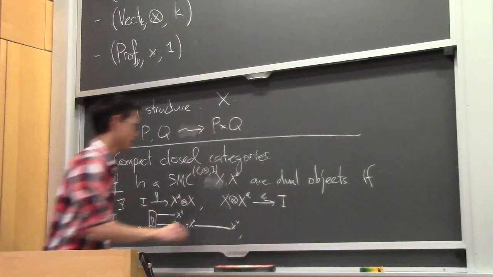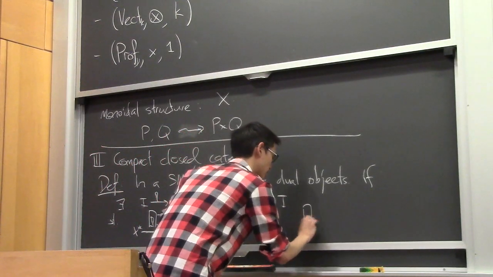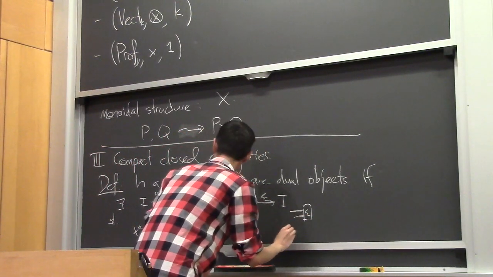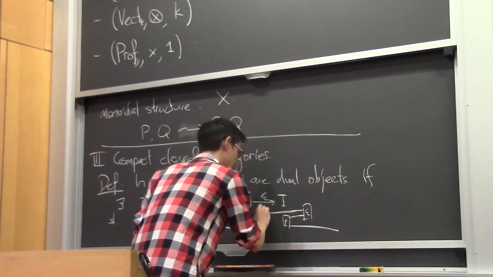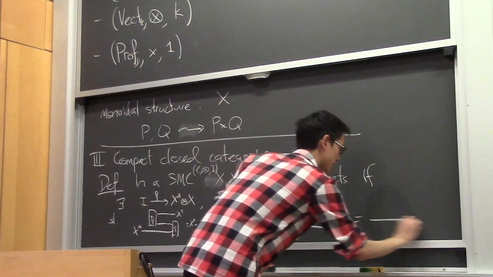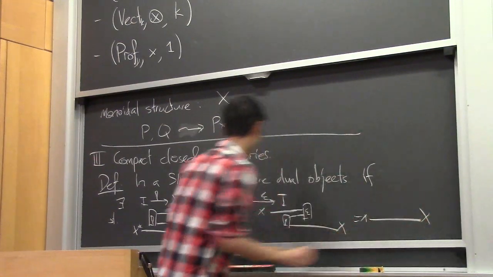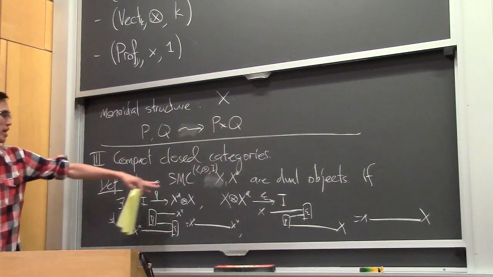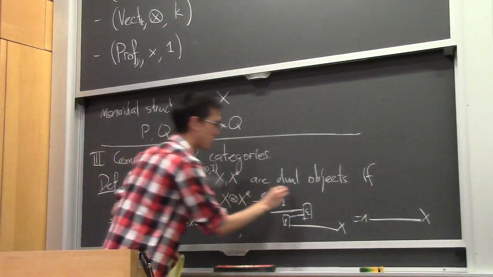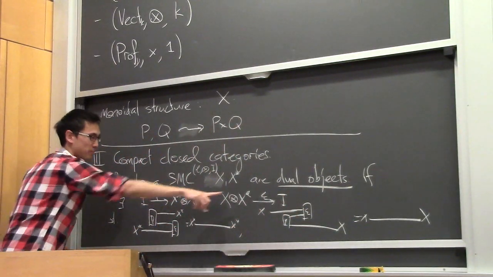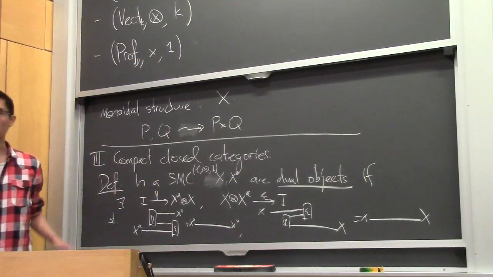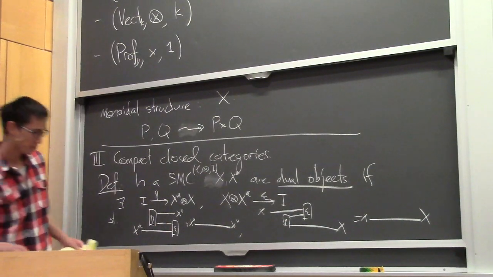And similarly, we can compose them in the other direction. So we have eta going there, epsilon eta. This ends up being a map from X to X, and I can ask that this is the identity on X. So X and X star are dual objects if there are two morphisms, eta and epsilon, that obey these two equations, which are written in string diagrams.